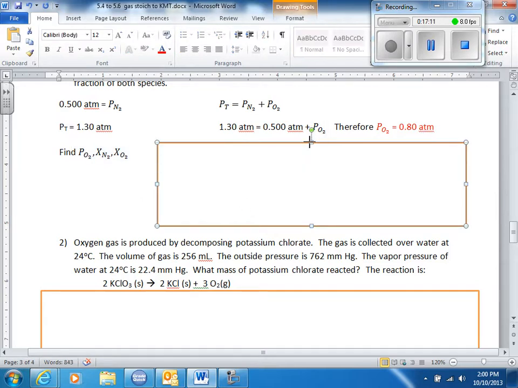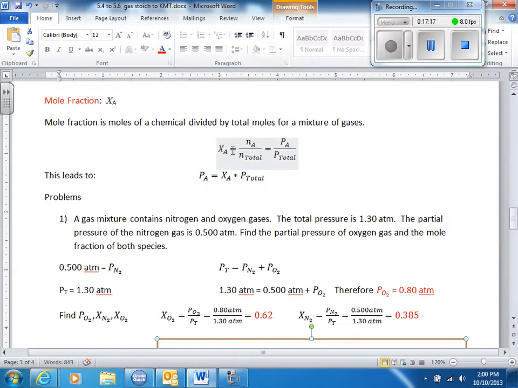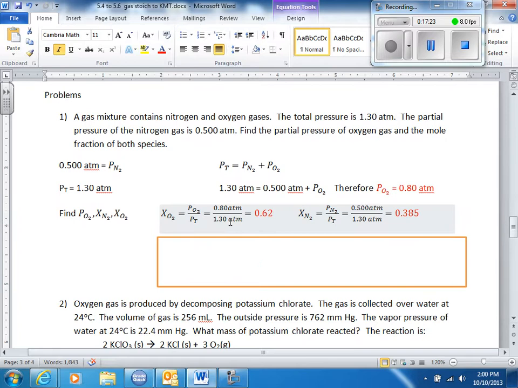Next, we're going to find the mole fraction. Easy! Pressure over total pressure. We had that equation right here. Mole fraction is pressure over total pressure. We didn't need to find moles. We could just use the pressure. So mole fraction of oxygen, pressure of oxygen over the total. Nitrogen, pressure of the nitrogen over the total. We get our mole fractions.